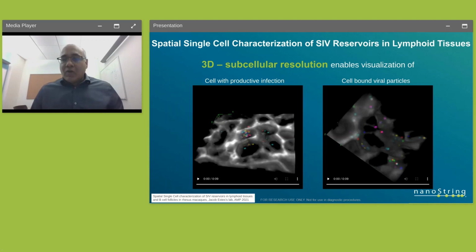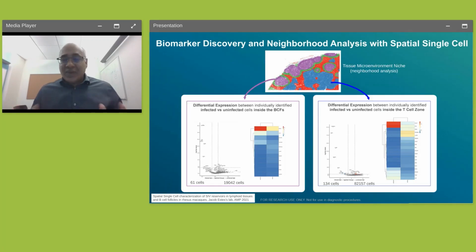However, the power of CosMx is its high plex, which enables researchers to not only do cell typing and neighborhood analysis, but also a deep dive into the biology. Researchers used the 1000-plex CosMx panel to define SIV infection biomarkers based upon spatial location.